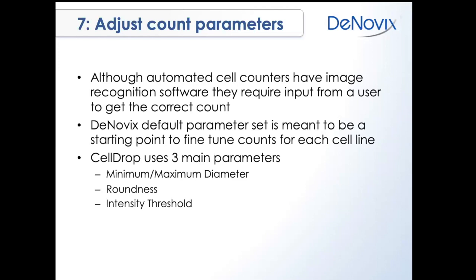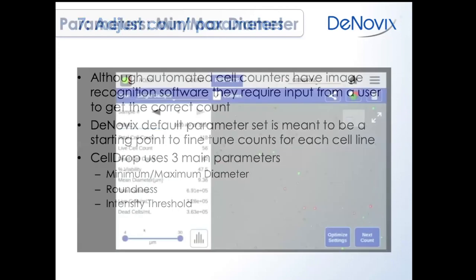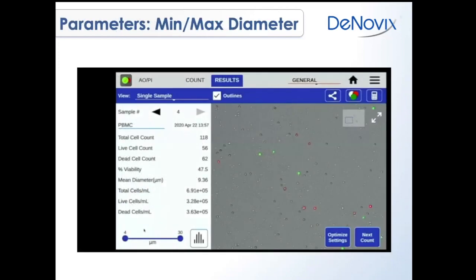The CellDrop uses 3 main parameters. The first one is pretty simple. It's just the size gate, min-max diameter. The second one is what we call roundness, and the third is an intensity threshold. And I'll go into all of those in a little bit more detail here.